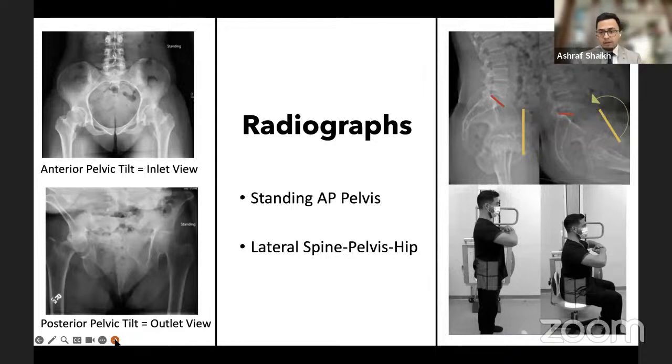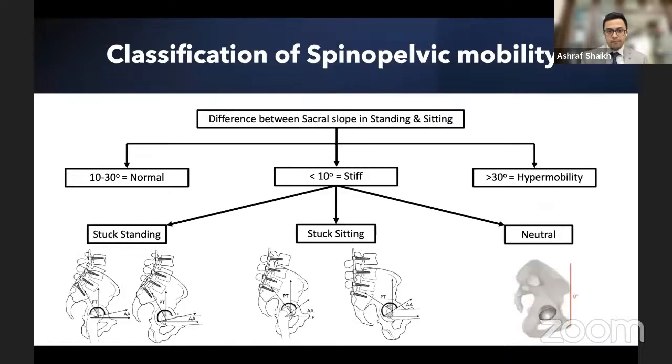So a standing AP pelvis X-ray is important. Along with that, a lateral spine pelvis hip X-ray needs to be done. In an anteriorly tilted pelvis, it would appear like an inlet view on standing. A posteriorly tilted pelvis would appear like an outlet view on a standing AP pelvis X-ray.